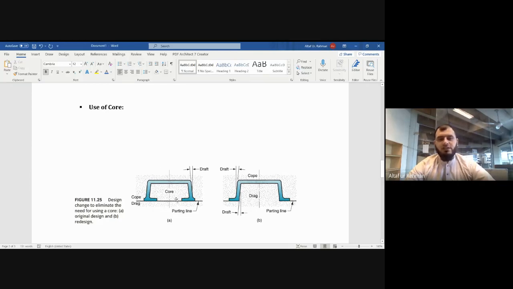Here you can see a core which is being made in the internal part of this cavity. If we can avoid these parts, these two internal sides, then in the next figure you can see that these are avoided, and now there is no need to design any core in this casting.